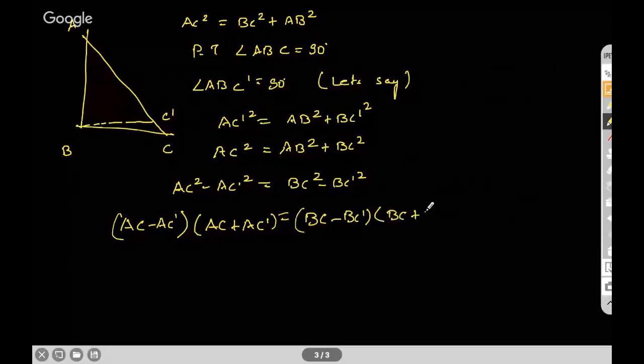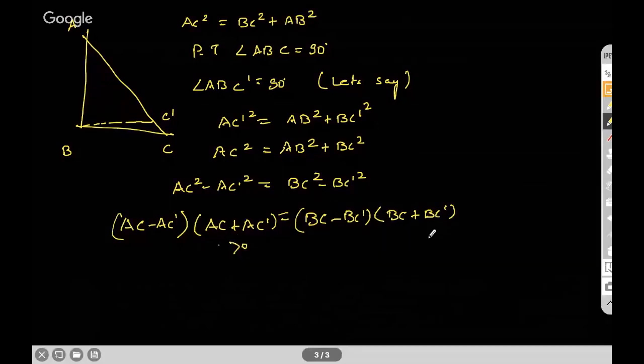Now clearly this is greater than 0. This is also greater than 0. AC minus AC dash, that is CC dash, this is also greater than 0. That means BC minus BC dash is greater than 0, since the other factor is positive. So BC minus BC dash is greater than 0.